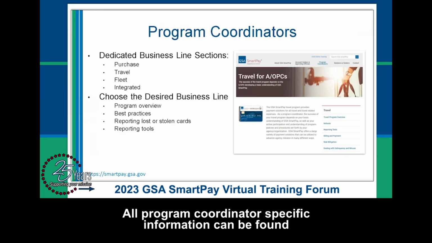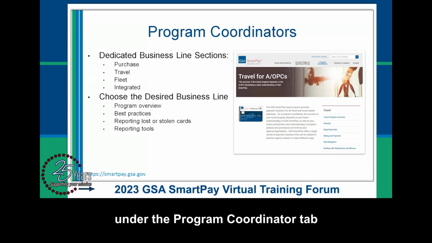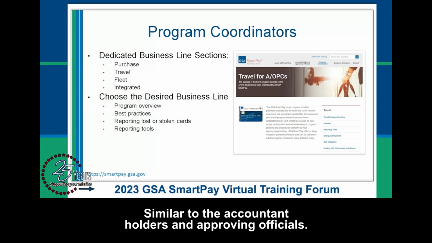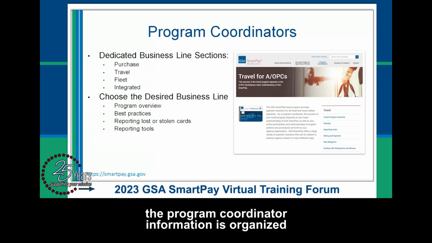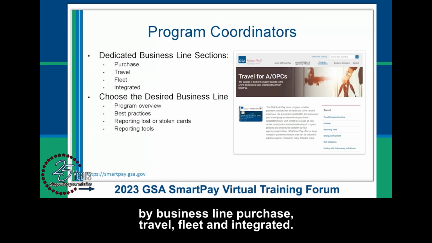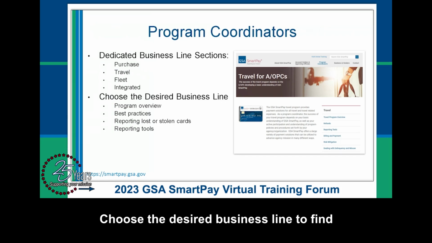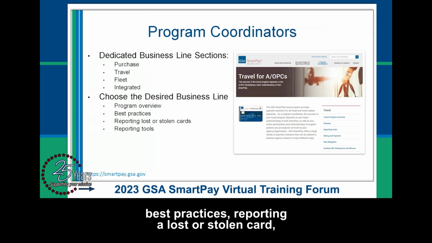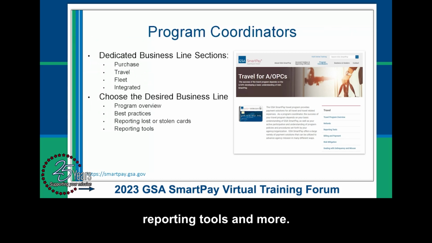All program coordinator specific information can be found under the program coordinator tab in the main top navigation. Similar to the account holders and approving officials, the program coordinator information is organized by business line: purchase, travel, fleet, and integrated. Choose the desired business line to find information about the program overview, best practices, reporting a lost or stolen card, reporting tools, and more.